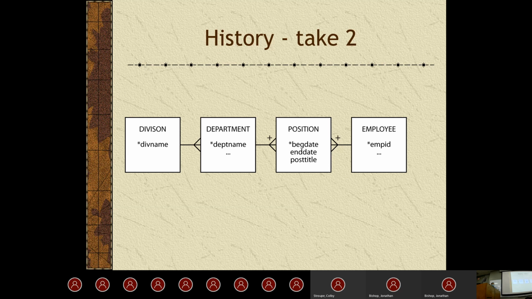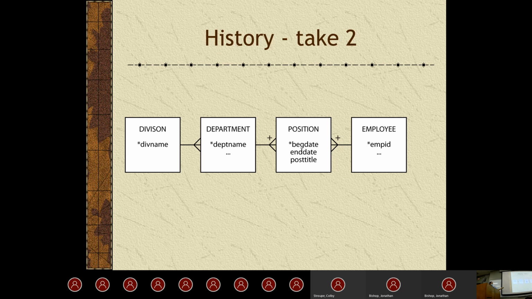So how do we go about solving this? Well, we'd add a position. So employee has one to many positions. A position is held by one and only one employee. Then, of course, on the flip side, a position belongs to one and only one department, but a department will have one to many positions associated with it.